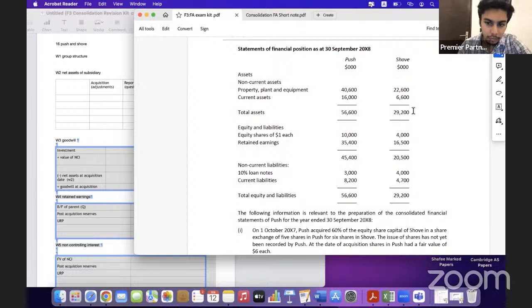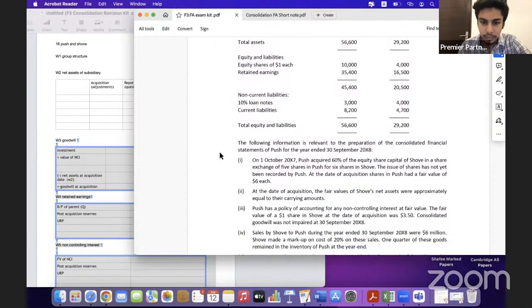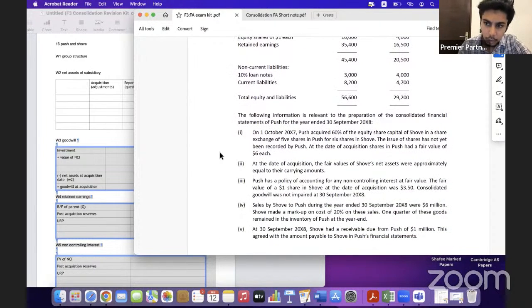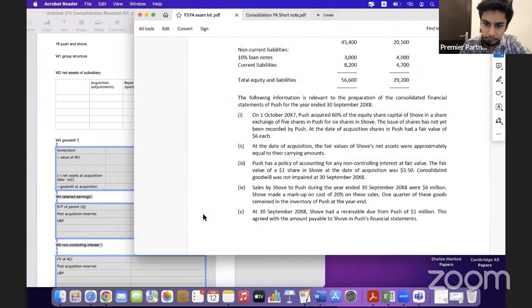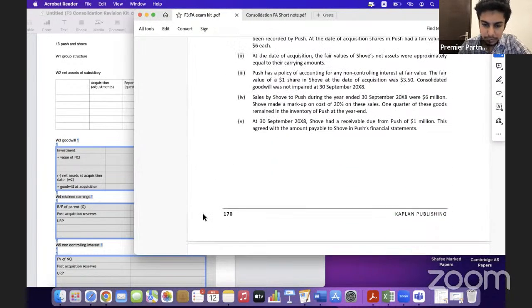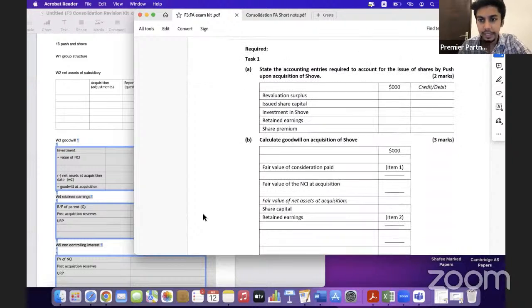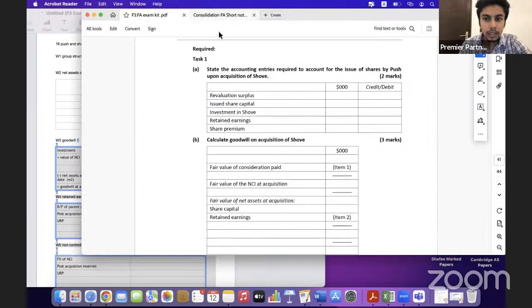Right, then guys, they have given you an SOFP. Then, okay, after that one, guys, they have given us some adjustments. Okay. So after the adjustments, guys, now these are the requirements that they want. Right, requirement number 1, state the accounting entries required to account the issue of share by Push.